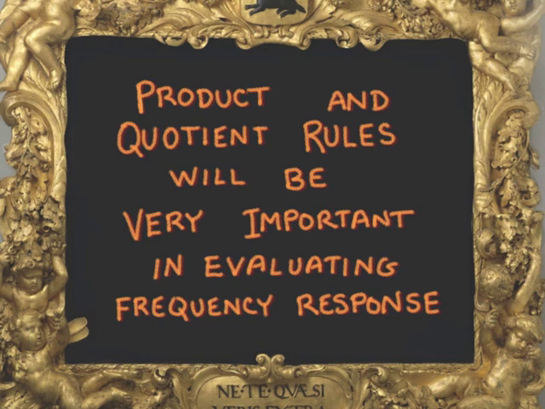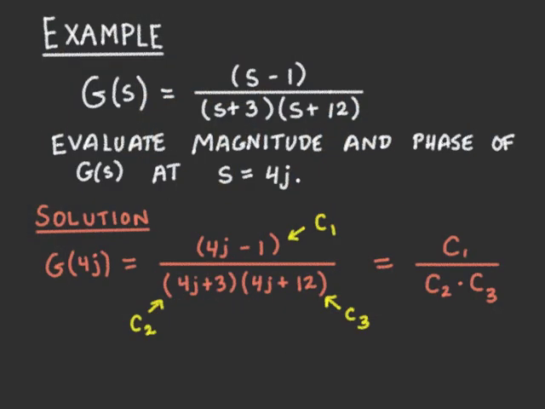Now I'd like to turn to the use of the product and quotient rules in the evaluation of the magnitude and phase of a transfer function at a particular frequency. Let me illustrate the ideas through an example. Suppose you had the transfer function g of s, which was s minus 1 divided by s plus 3 times s plus 12. We want to evaluate the magnitude and phase of this transfer function at s equals 4j.